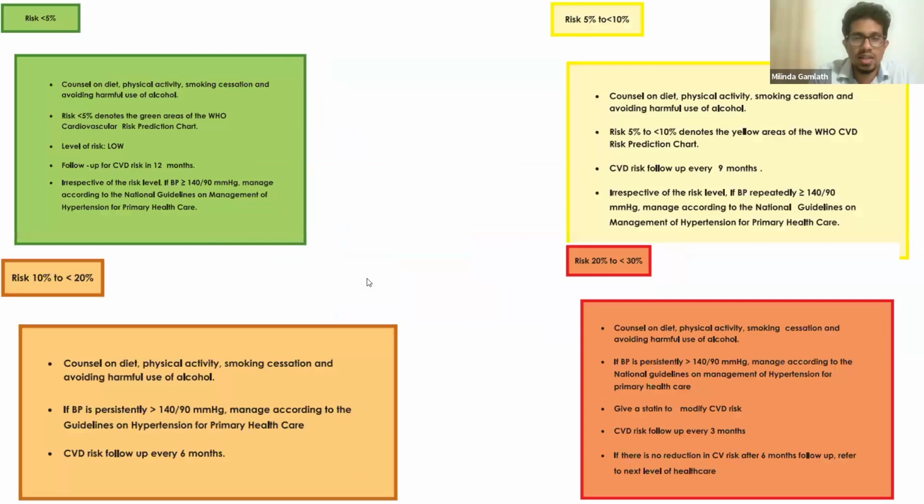And in the booklet they will tell you what exactly to do, and it's general stuff like counsel on diet, physical activity, smoking cessation, avoid harmful use of alcohol, general stuff like that. And the follow-up duration will change depending on the color, right? That is all. Do you have any questions regarding that NCD management and stuff like that?